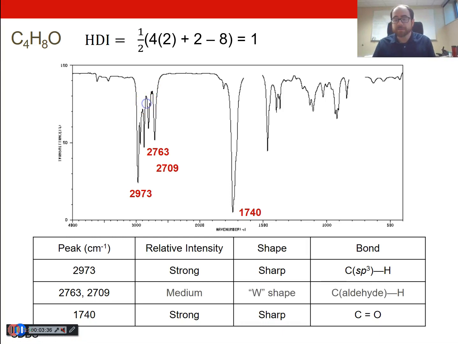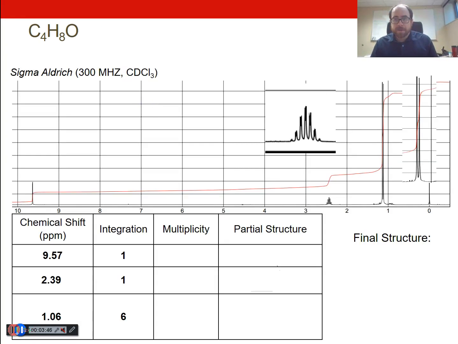So that CH corresponds to an aldehyde. So essentially from my analysis of my IR spectrum, I know that I have an aldehyde that exists in my molecule. Lastly, we're going to take a look at the NMR spectrum.